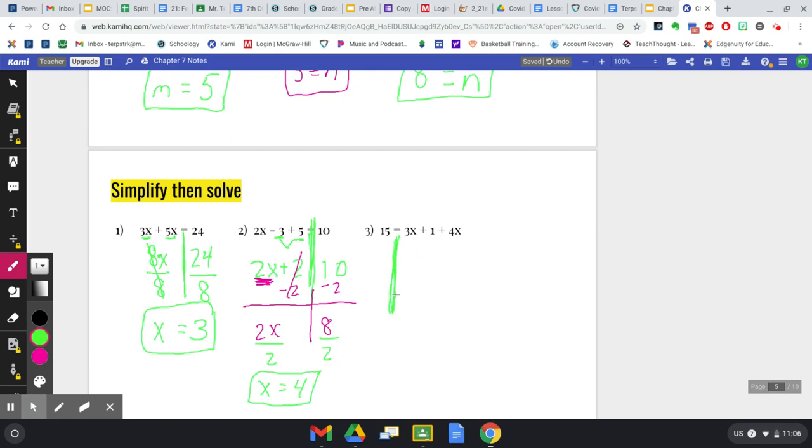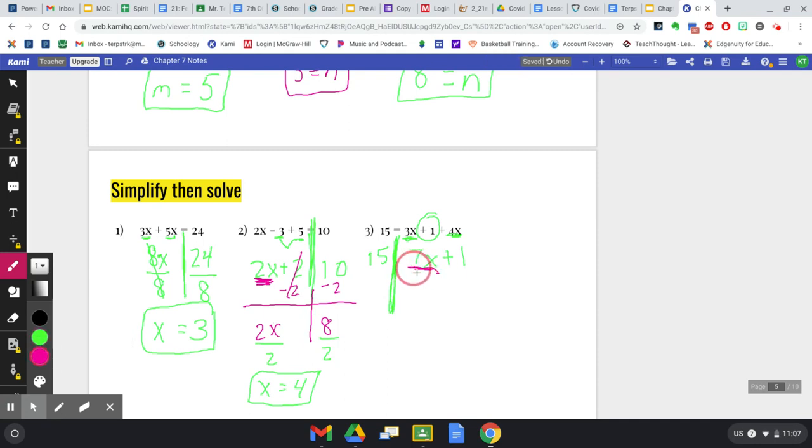All right, so here 15 equals 3x plus 1 plus 4x. So on this right side of my equation, I have these like terms, these variable terms. I have 3x and 4x. That would give me 7x. I also have this positive 1 over there, and there's just the 15 here.